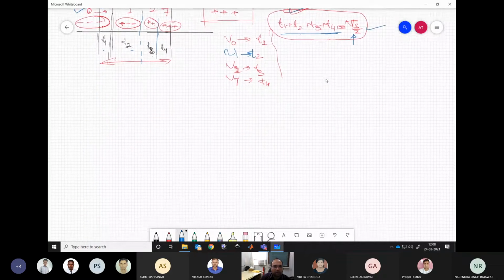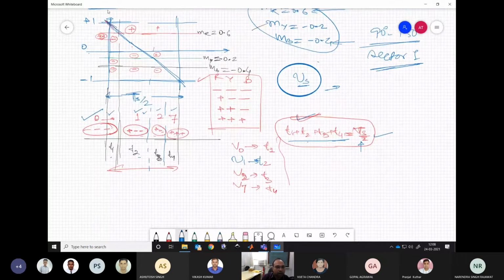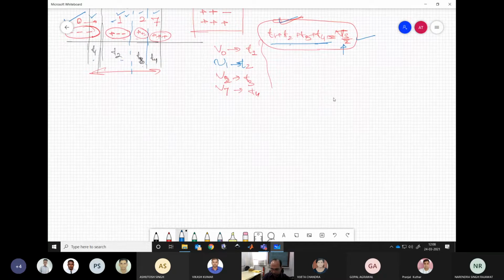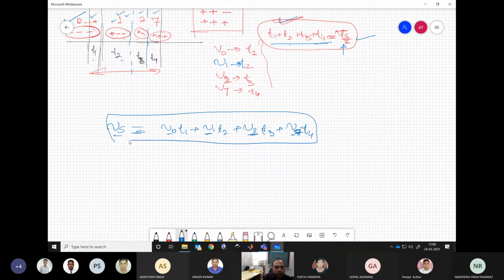So that is one way to realize: we are having a modulating signal and carrier and comparing, and effectively we are doing that. But we can represent this mathematically also. So let's say we have this vector Vs to be realized. What basically we are doing, we are applying V0 for T1 time, then V1 for T2 time, V2 for T3 time, and then V0 or V7 for T4 time. So these two are active vectors, these two are zero vectors, 0 and 7. So effectively we are doing this.